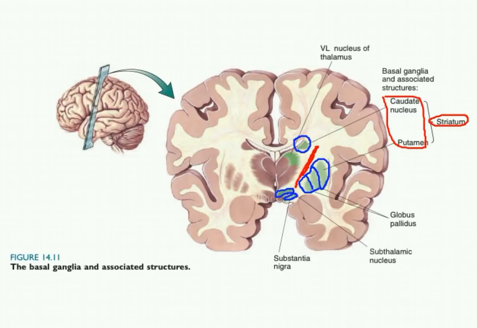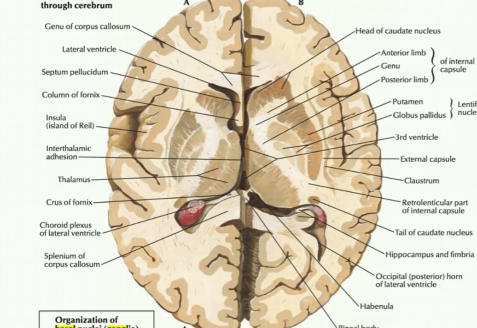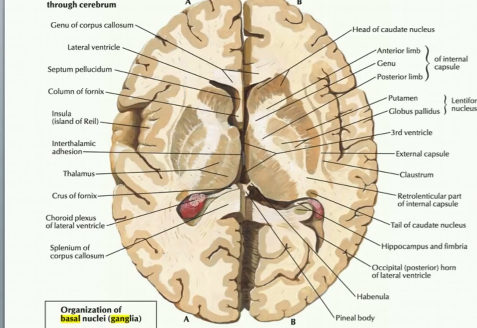Now we can look at an axial view. This is from Netter's. I really like this. And here we can see two different cuts. A is more superficial, so B is a deeper cut. And in A, what we can see is the head of the caudate nucleus. Oh, sorry, I want to get a different pen here. This is the head of the caudate nucleus, and this is the head of the caudate nucleus.